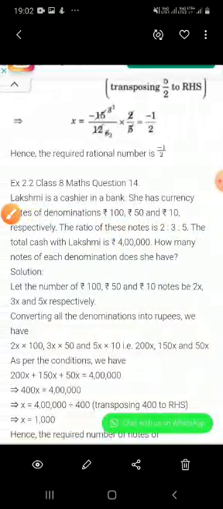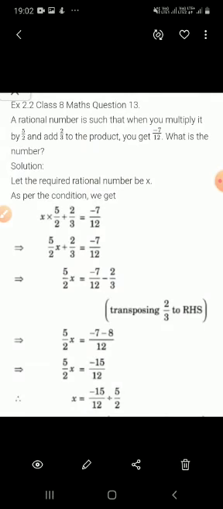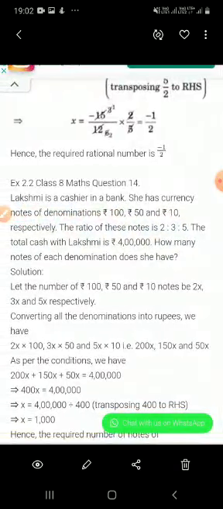That only x is, we have assumed let the rational number be x, and they are asking what is the number. So that number is minus 1 upon 2.